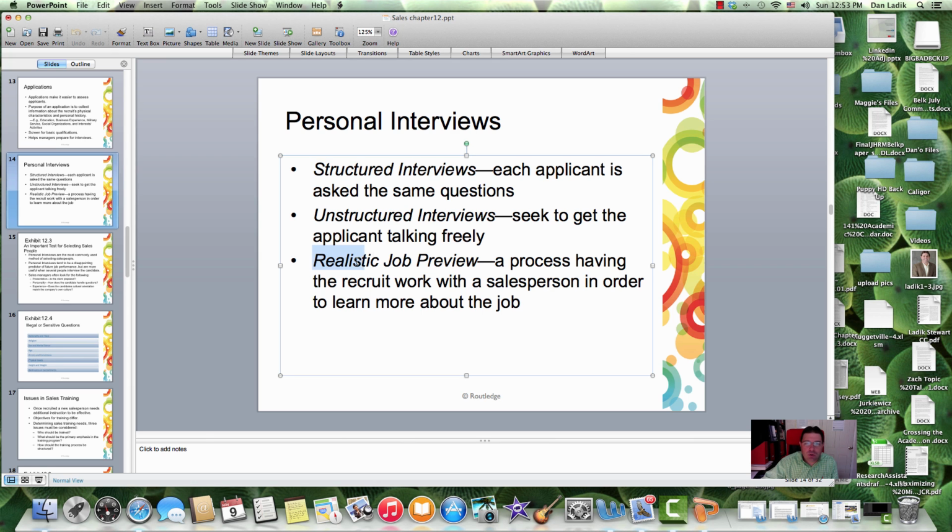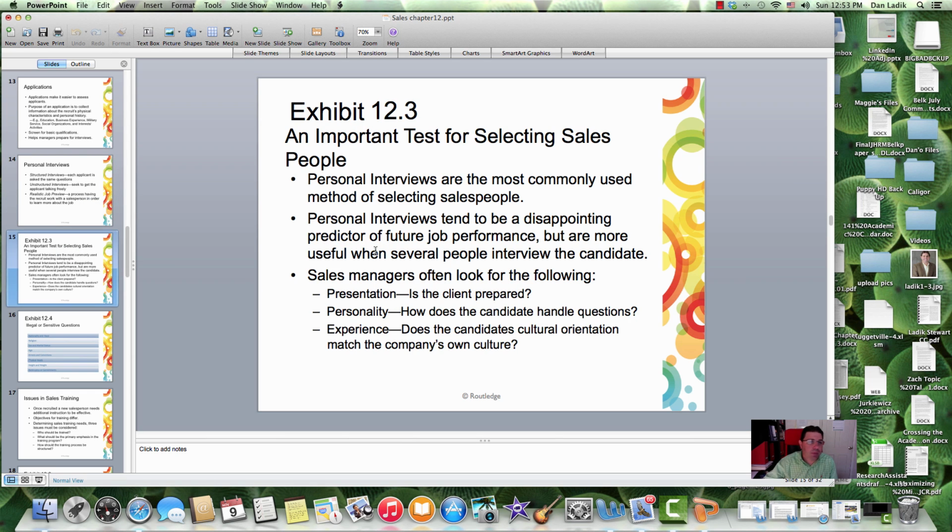We could do something, a realistic preview. We could have a potential hire follow a salesperson around to learn more about a job. I mean, this is very time consuming. This might be done with more like a rookie level kind of thing. It also depends how fast you need to fill the position. This is very slow, very slow. Okay.